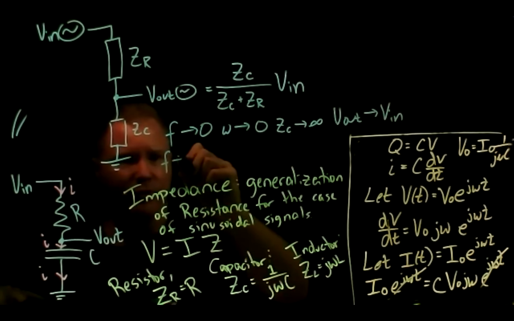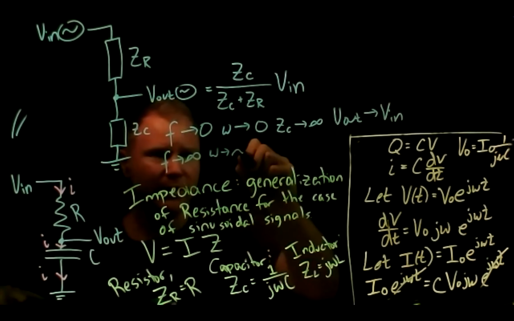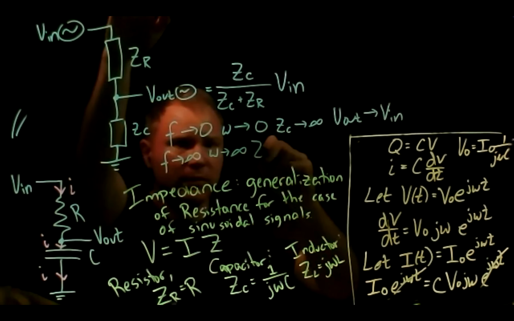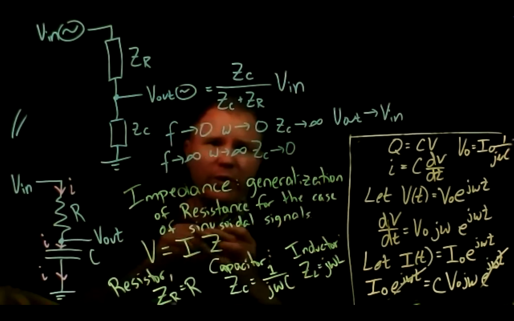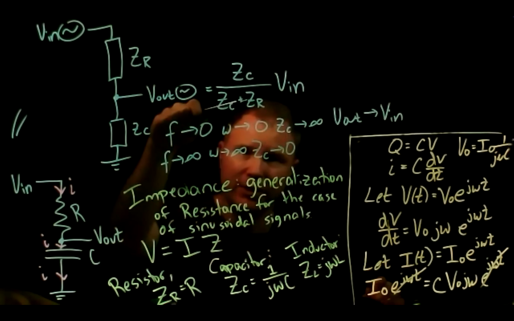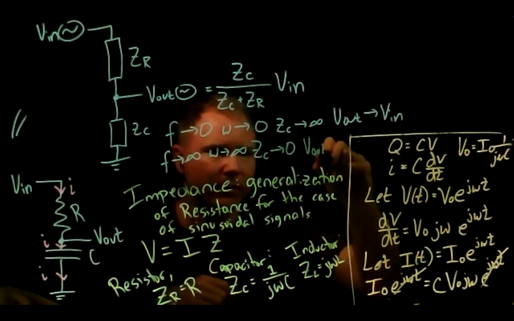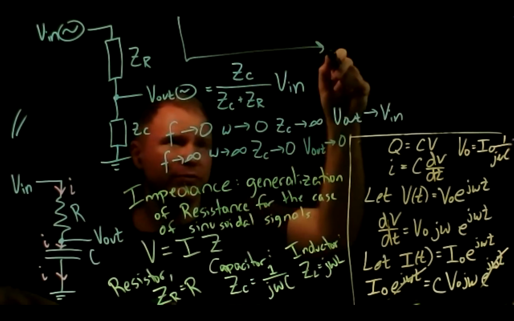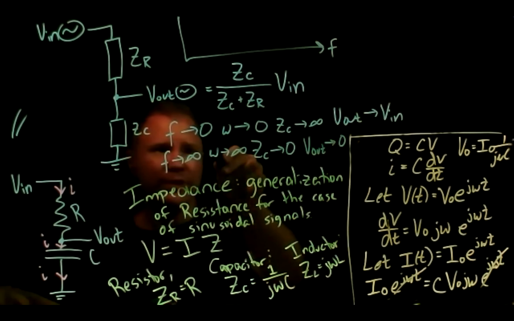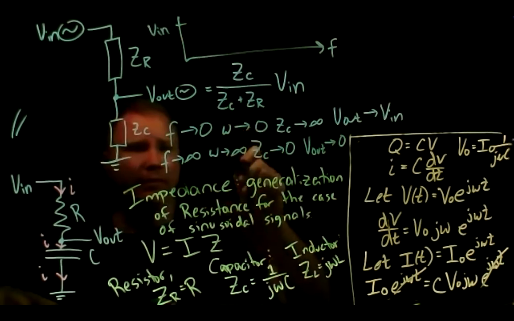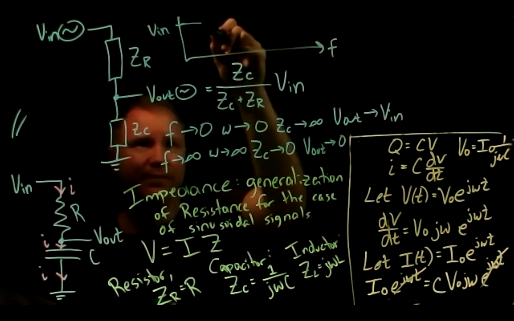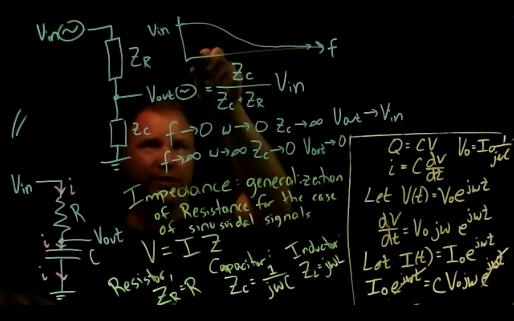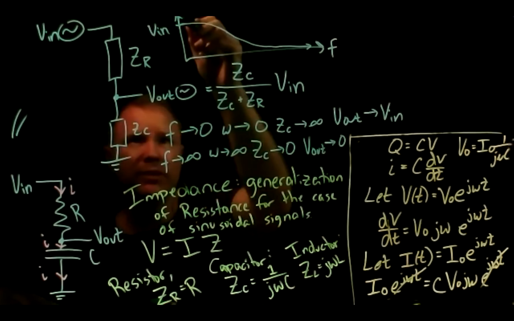And as the frequency gets really high, f goes to infinity, omega is going to also go to infinity. ZC is going to go to 0. And if ZC goes to 0, I have something going to 0 over basically just R. So V out is going to go to 0 in this limit. So if I plot the frequency response here as a function of frequency, when frequency is 0, my V out is V in. And as the frequency goes to infinity, I get lower and lower. We're going to have some transition from V in down to 0. So this is V out.